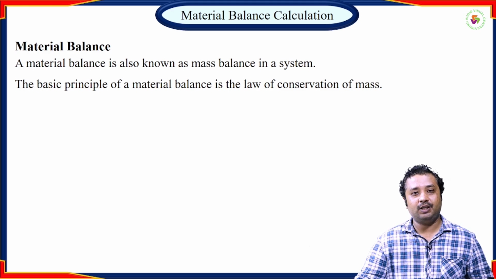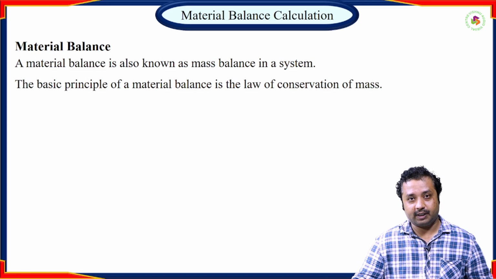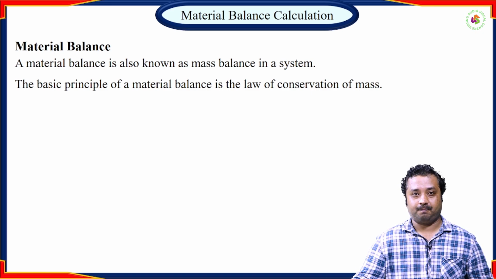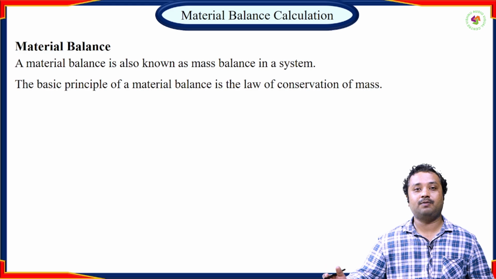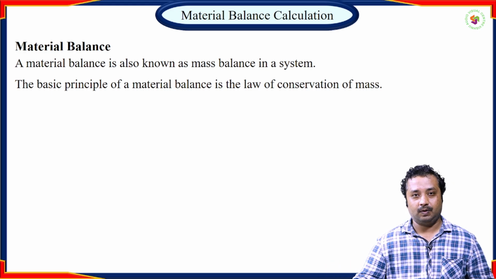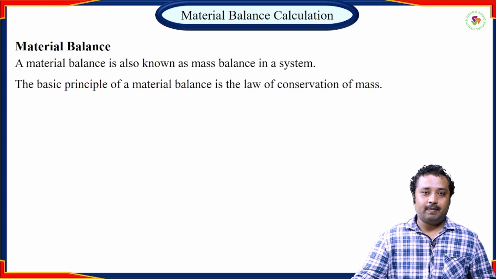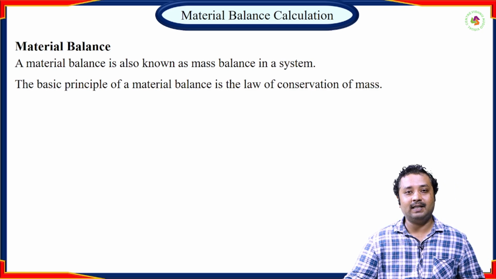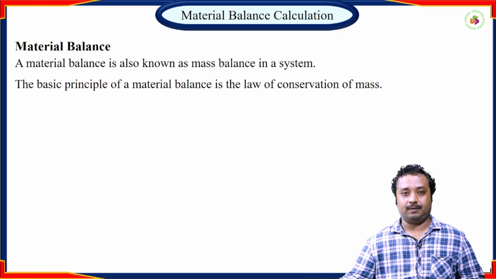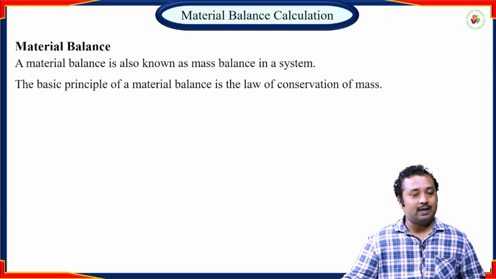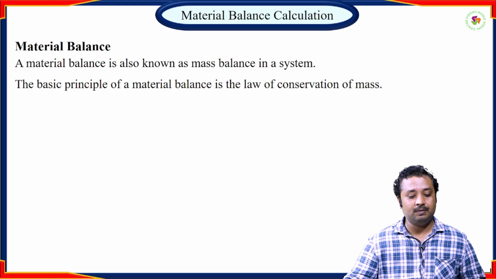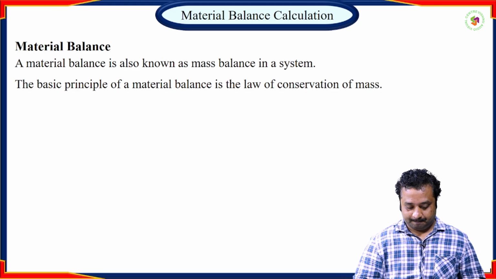As you know, in chemical engineering, we have different unit operations and unit processes. And each unit operation or unit process, we can consider as one system. So whatever the amount of material that is entering the system and whatever the material that exits the system, that balance we should know. And that study is called material balance calculations. So it is generally about considering the amount of mass that is entering and the amount of mass that is outgoing from the system. This material balance calculation depends on the law of conservation of mass.